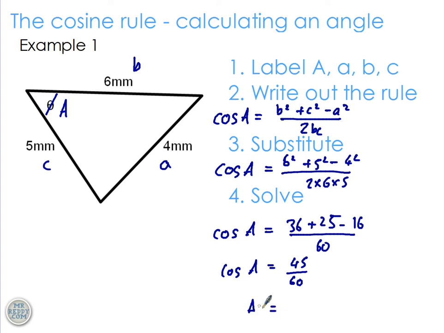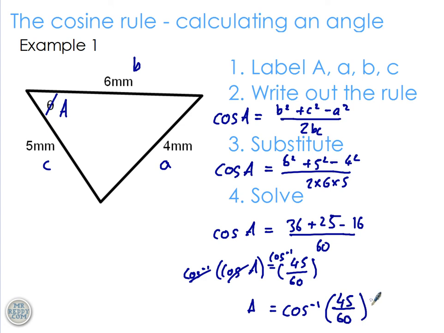So cos of A equals that. To get rid of the cos and leave A by itself, we need to do cos to the minus 1, or inverse cos, or arc cos to both sides. And those two then cancel out. So we get A equals arc cos of 45 over 60. Now, if you're any good at simplifying fractions, you will know that 45 over 60 is the same as 3/4, which is 0.75. But you don't need to do that in your head. You can leave it like that. It will still work out the same. We're going to use the calculator anyway.